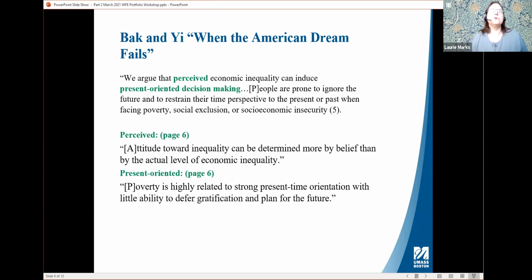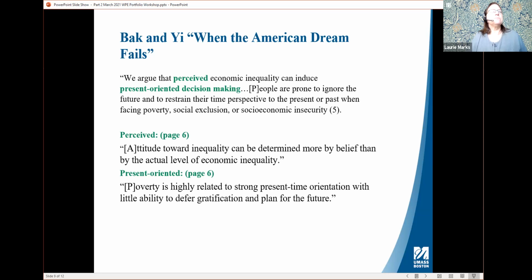So there's two key terms or phrases from this first sentence. First, they're talking about perceived economic inequality. That is, if a person thinks that they're in a state of being unequal economically, then that will have an effect on them, even if objectively speaking, they are not in fact experiencing economic inequality. So what they believe, or their attitude, they say, is what matters. I've given you this quotation from page 6, which explains this idea a little bit. Attitude toward inequality can be determined more by belief than by the actual level of economic inequality. So this is why they're talking about perceived economic inequality rather than just objective economic inequality.